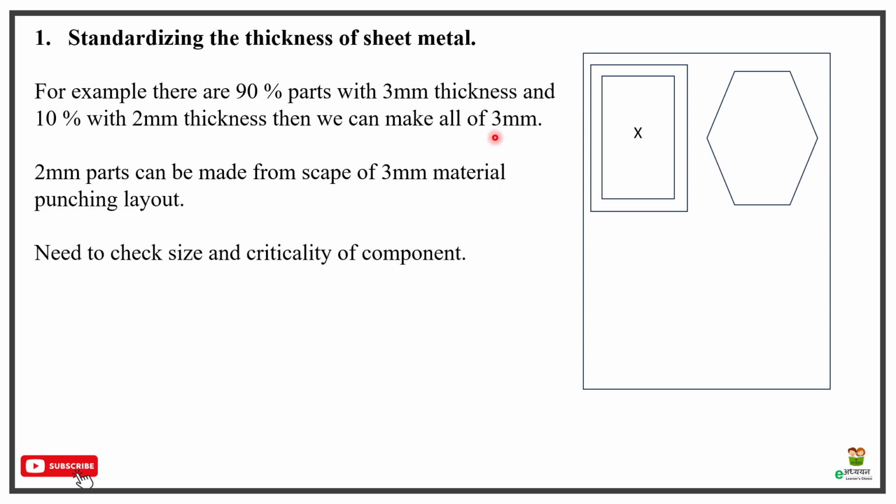If you are using 3 mm and 2 mm, this is just an example, it could be 3 mm and 4 mm or 6 mm, whatever the thickness is. If we standardize the thickness into fewer variants, it may also be possible that we have 5 or 6 different thickness variations within the product or assembly, and we can reduce it to 2 or 3. We can optimize like that also. That will reduce your scrap cost substantially.